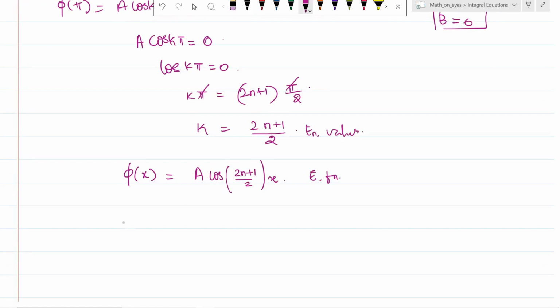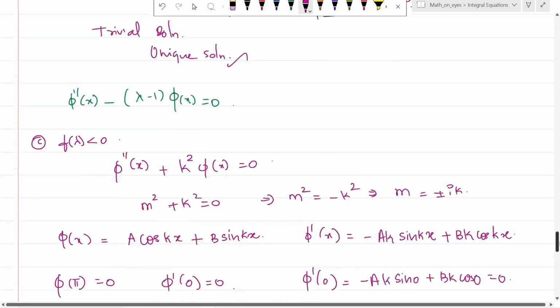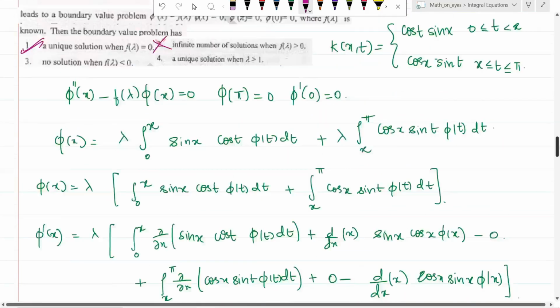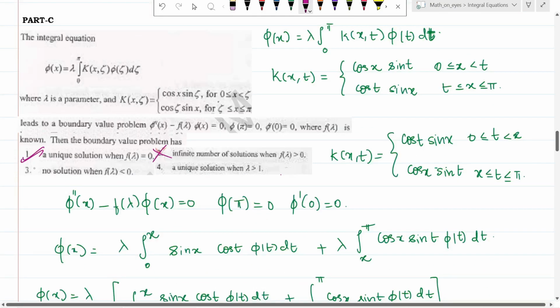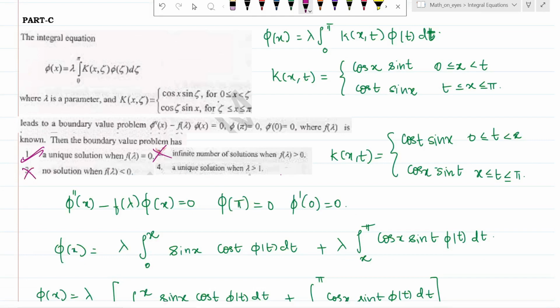So we get infinitely many solutions. There exist infinitely many solutions when f of lambda is less than 0. What is given in the option? No solution for f of lambda less than 0, so it is wrong. Next, a unique solution when lambda is greater than 1.